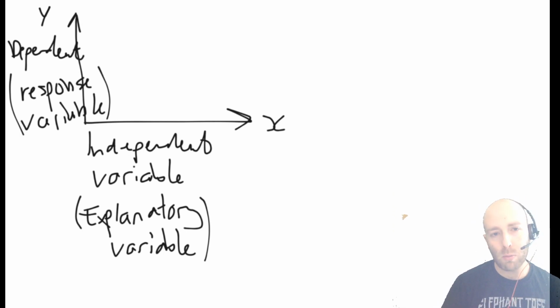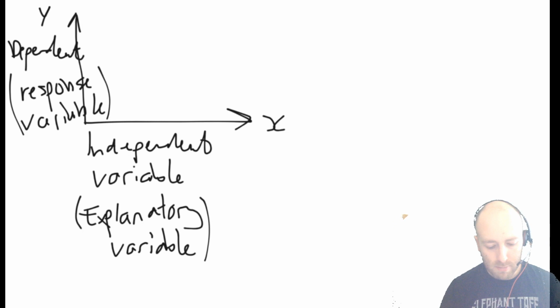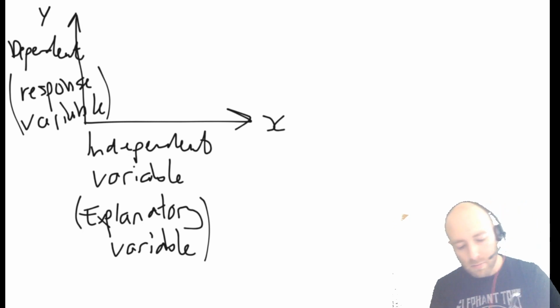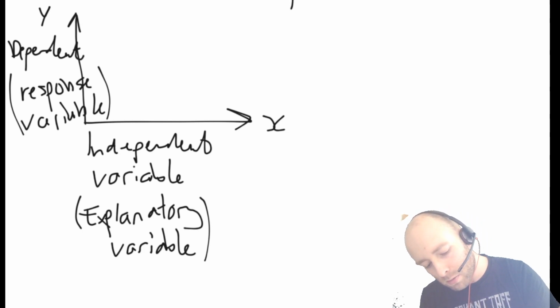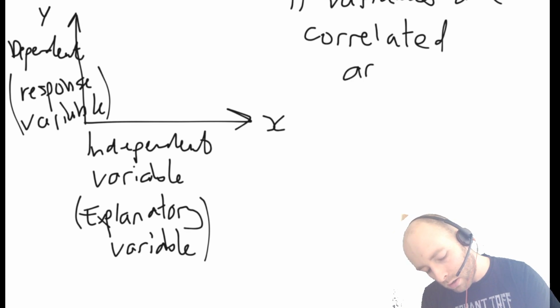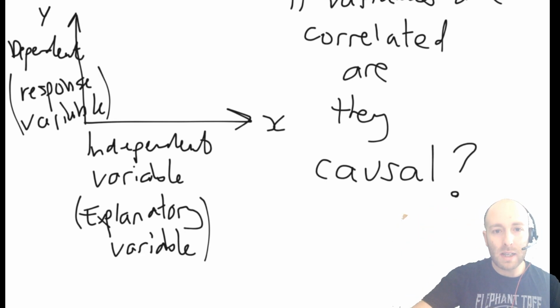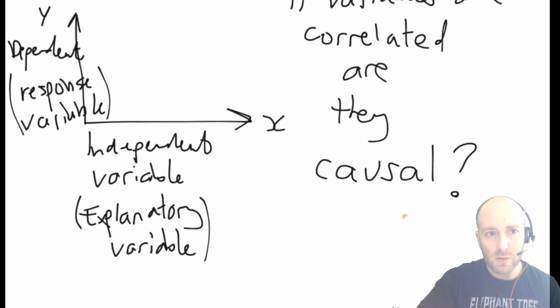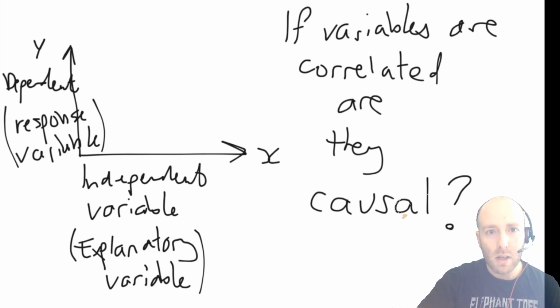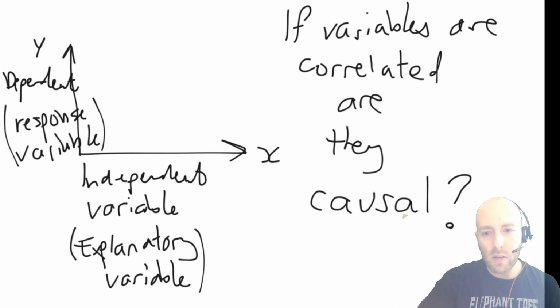So this assumes that one causes the other to change. But we can't always take it for granted. So my question is, if variables are correlated, are they causal? But you can't see that because I've written it too far up the top. So if variables are correlated, are they causal?